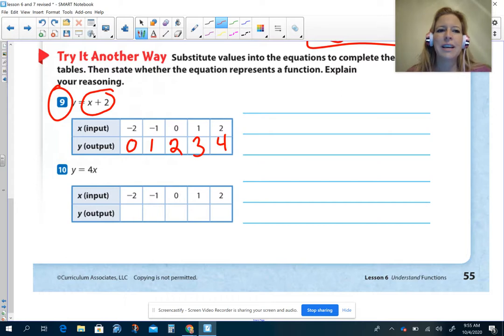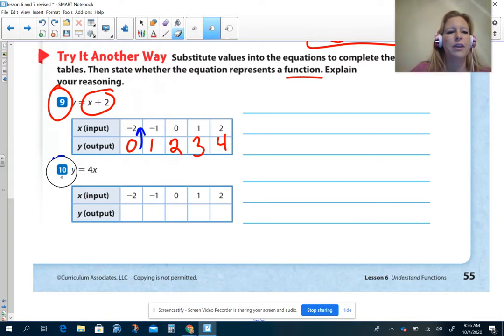So the second one says, state whether it represents a function. Does this represent a function? Absolutely. Good job. And why? Because each output has one input. Okay? Good job. So pause my video and let's do number 10 and see how this looks different. Pause my video and complete y equals 4x. Go.